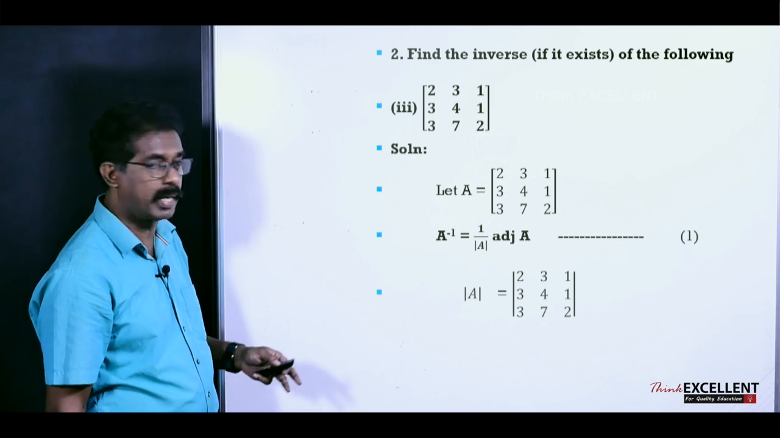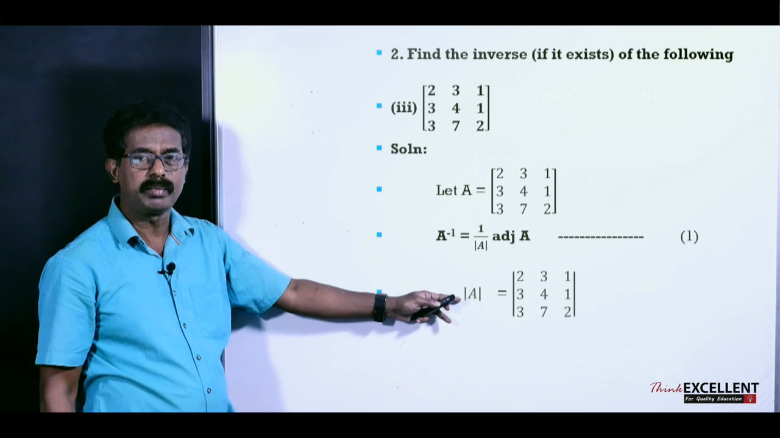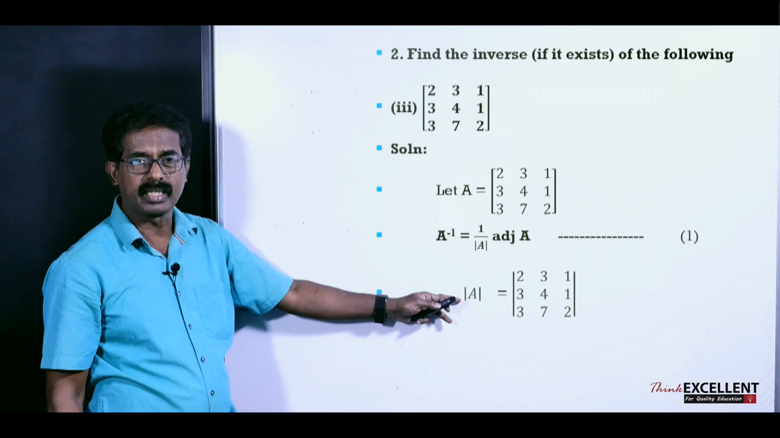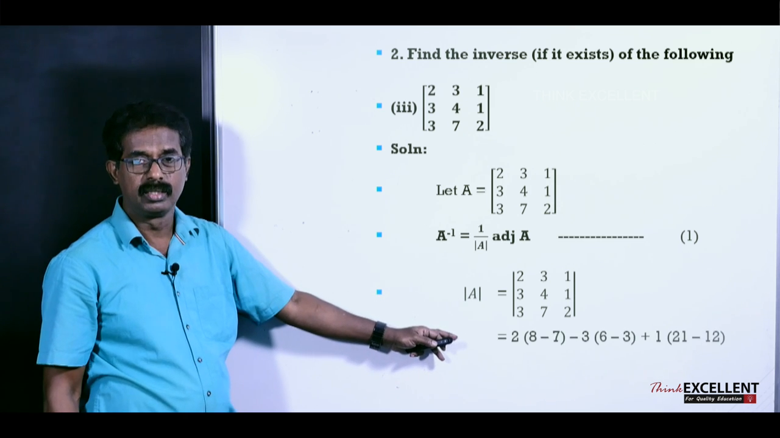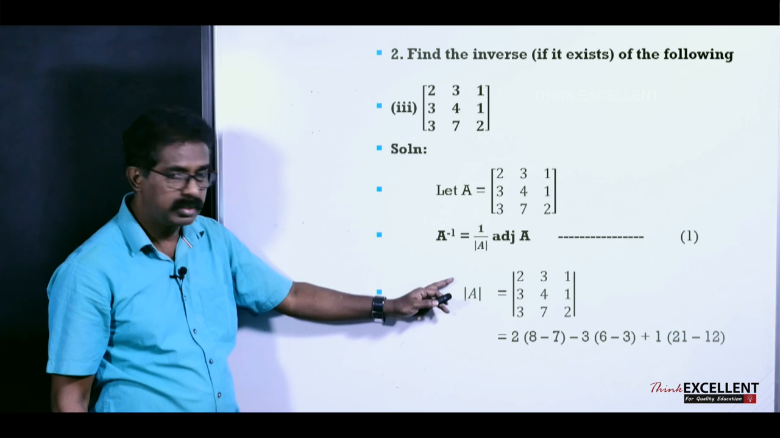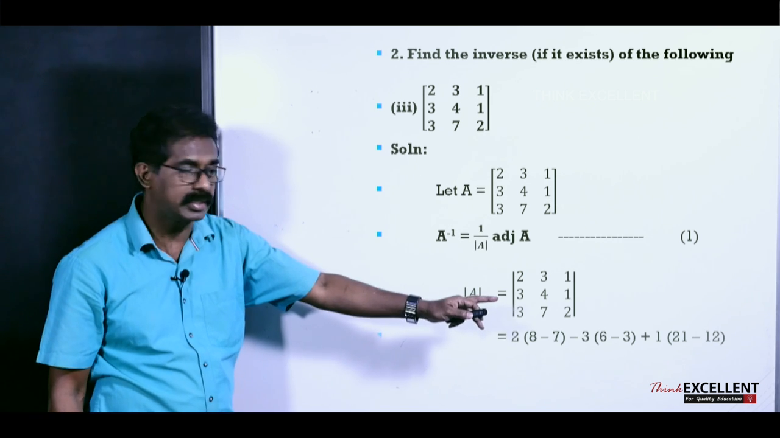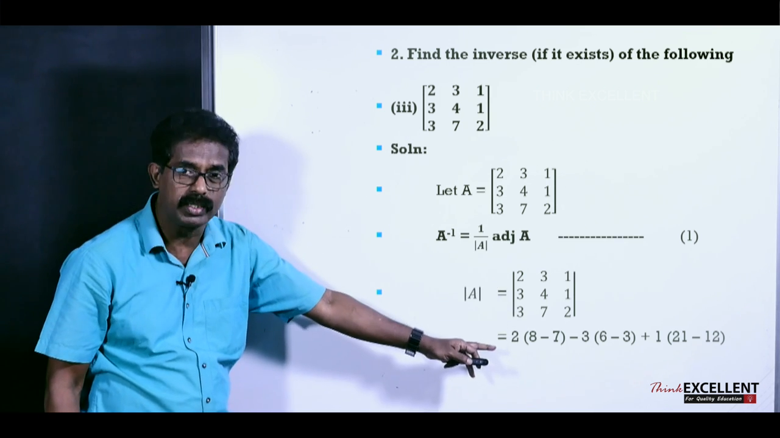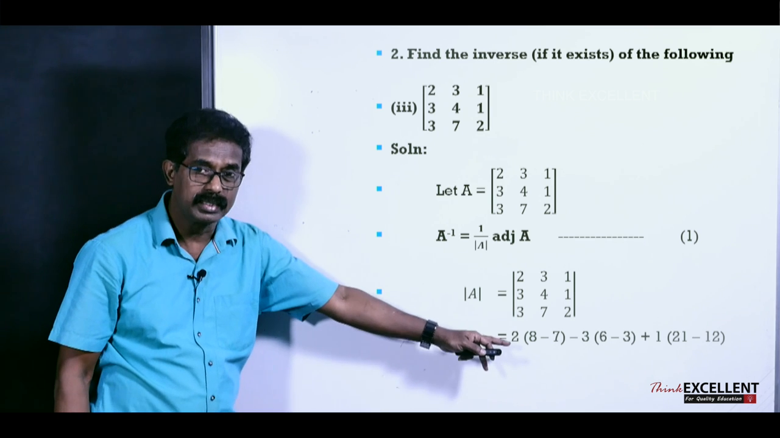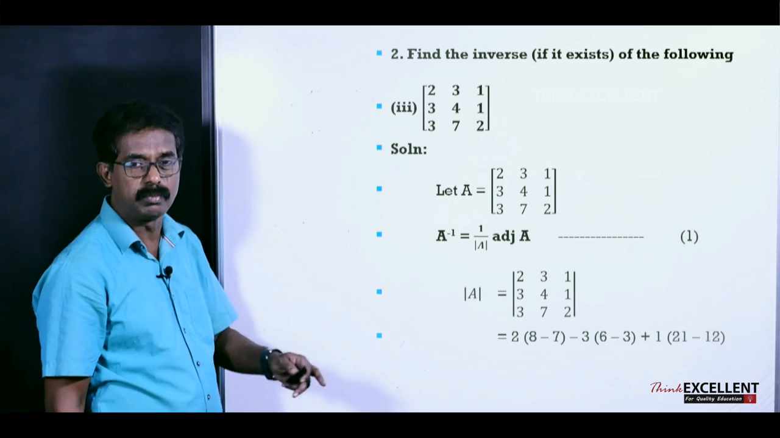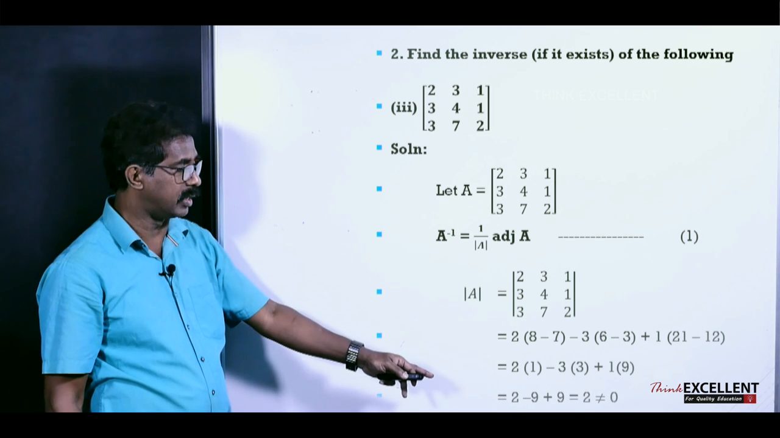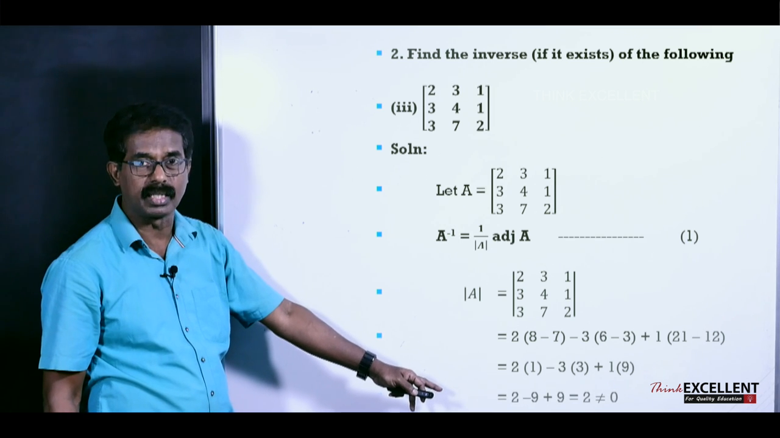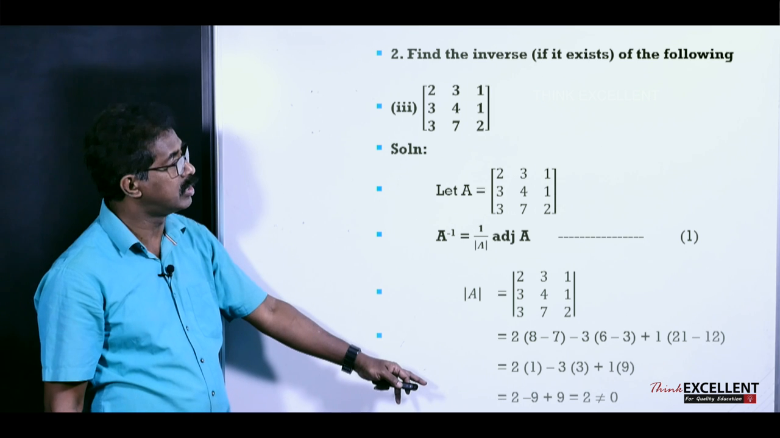So you are finding determinant A. Determinant A is nothing, the matrix A, you write it as a determinant and expand it. All of you know how to expand it. So the first element, when you take the second one, you change the sign. Here 3 is there, no? So when you change the sign, minus 3. Okay, simplify, you are getting the answer as what? 2 you are getting, which is not equal to 0. That you mention there, because they asked, find the inverse if it exists.